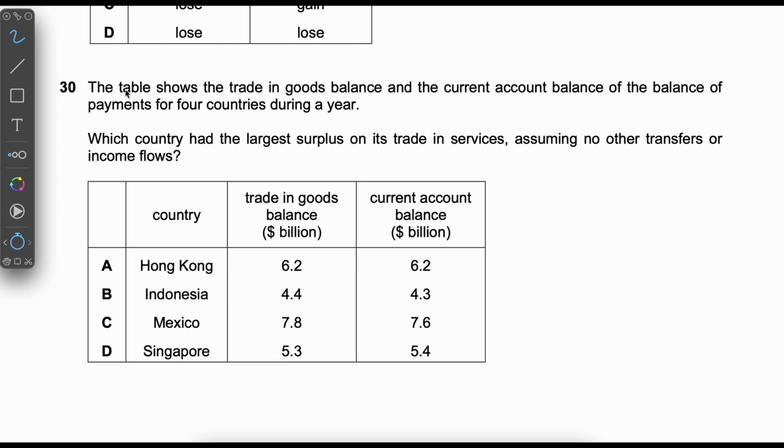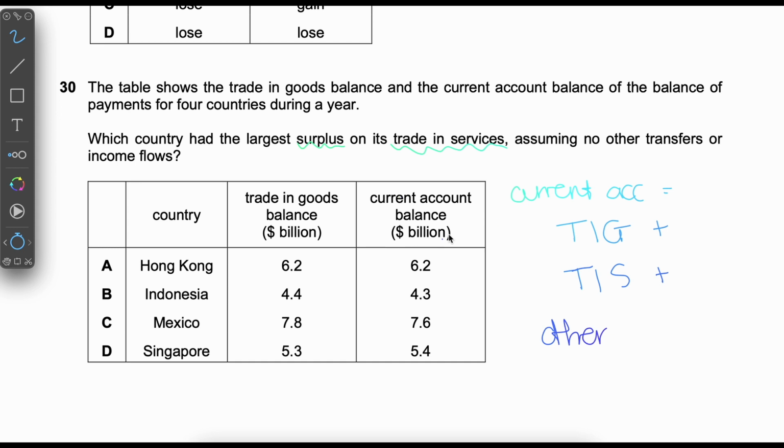Okay, and our last question. The table shows the trade in goods balance and the current account balance of the balance of payments for 4 countries during a year. Which country had the largest surplus on its trade in services, assuming no other transfers or income flows? Okay, so this is a matter of us knowing that current account is equal to trade in goods plus trade in services plus other transfers or income flows.